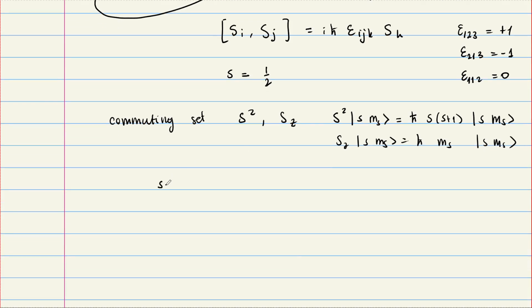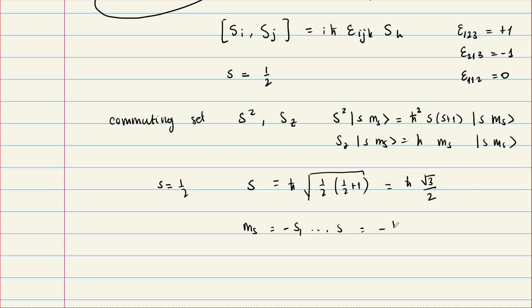For example, s is equal to 1/2. You can see the absolute value of S, which is the square root of S squared, is going to be h bar times the square root of 1/2 times (1/2 plus 1), and this comes out to be h bar root 3/2. Whereas m_s goes from minus s all the way to s in integer steps. In this case, it's either -1/2 or +1/2.